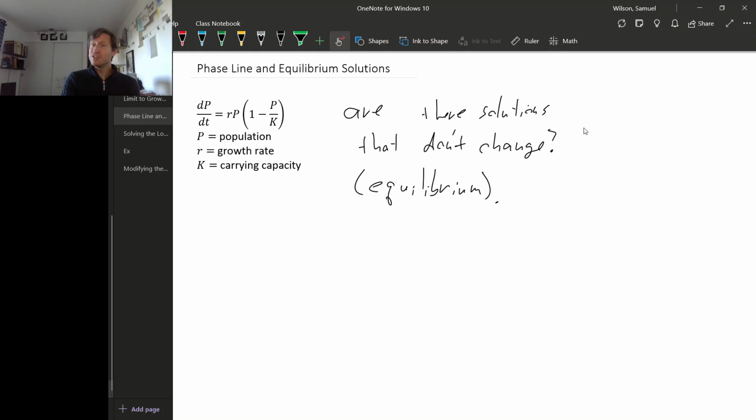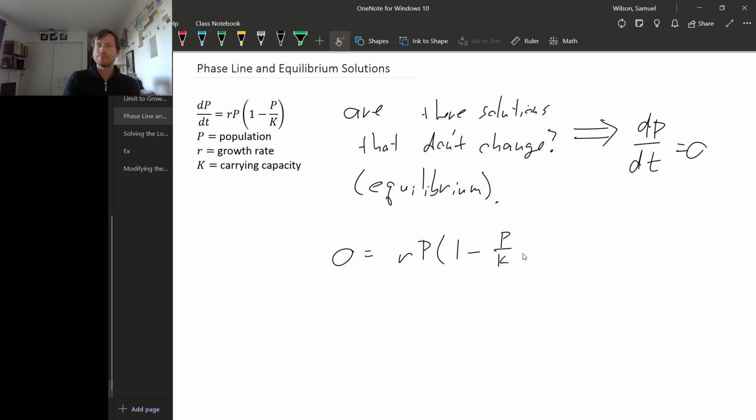Well, if a solution doesn't change in size, that means that dp dt is 0. So if we're looking for equilibrium solutions, we can just set dp dt equal to 0. If we do that, we get 0 equals r times p times 1 minus p over k. And there's no t here. Since there's no t in this equation, we can just solve this equation for p to find our equilibrium solutions.